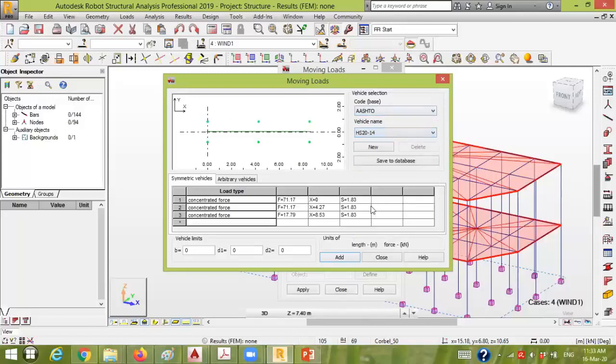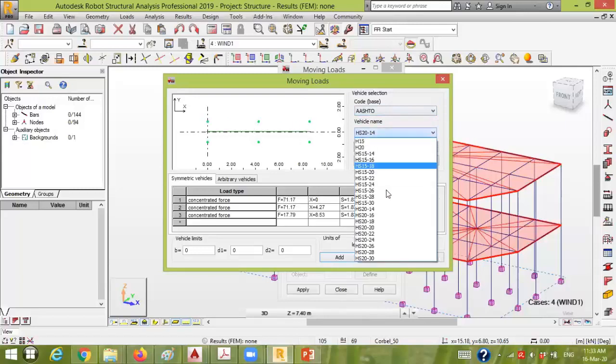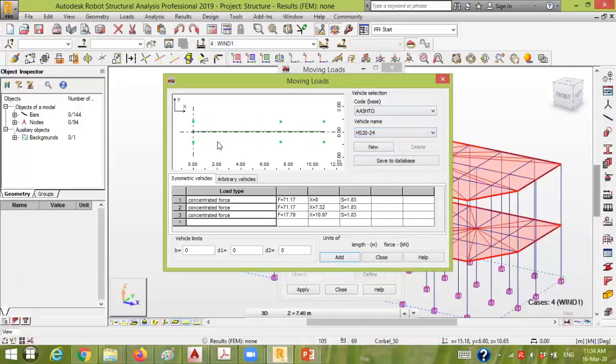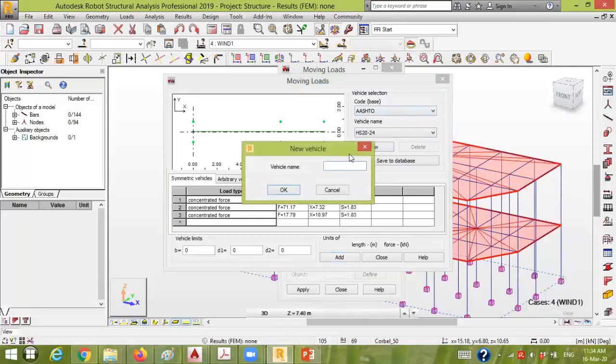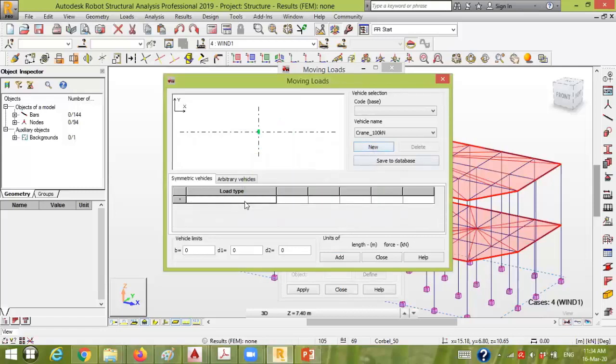If you select another one, here it's a truck with 6 points, a different geometry of truck, and so on. I will try to consider a crane. A crane is defined like a car with 4 points. I need to define a new load. I will say it's my crane, 100 kilonewton. This is my vehicle name, defined by concentrated forces. The force is equal to 100, and sorry, 50 and 50.